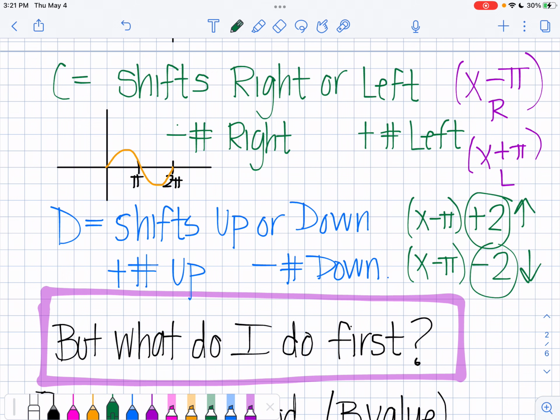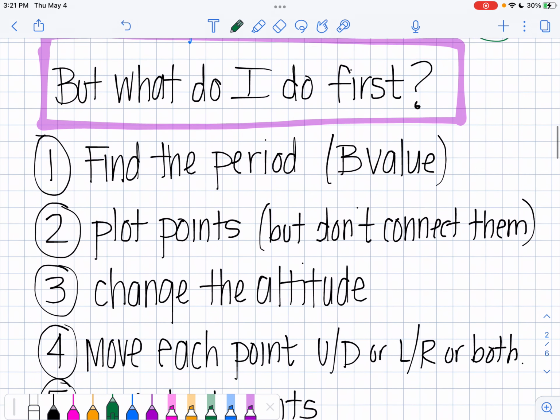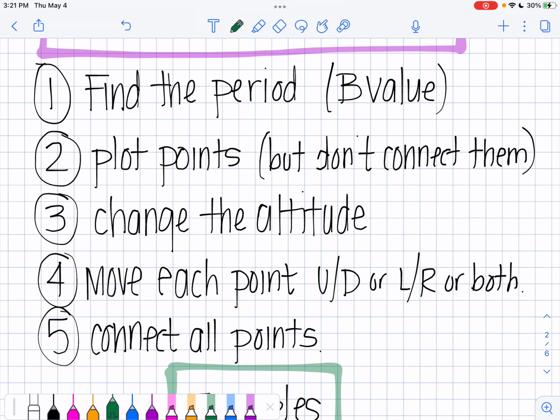But how do you know what you are even supposed to do first? This is the part that gets tricky. First you want to find the period. That's the B value. You want to use the B value to find the new period. I did not include an example in this video where you have a B and a C value together because that adds a whole extra level that will make this video way too long. So if you need help with that one, I have another video that you should watch.